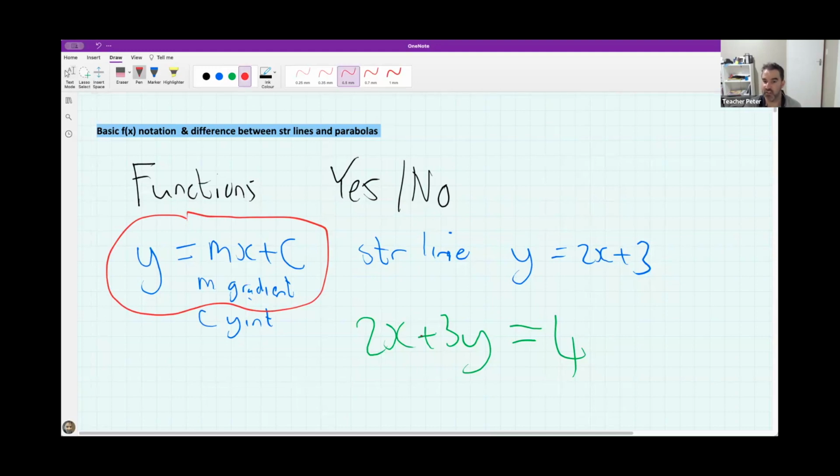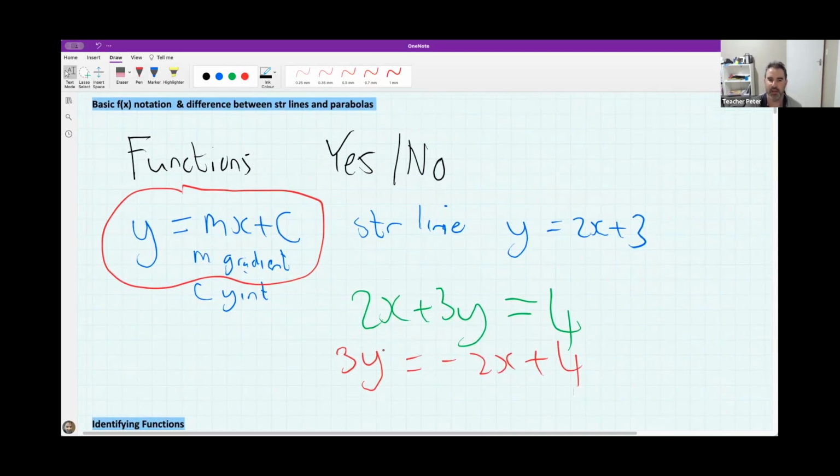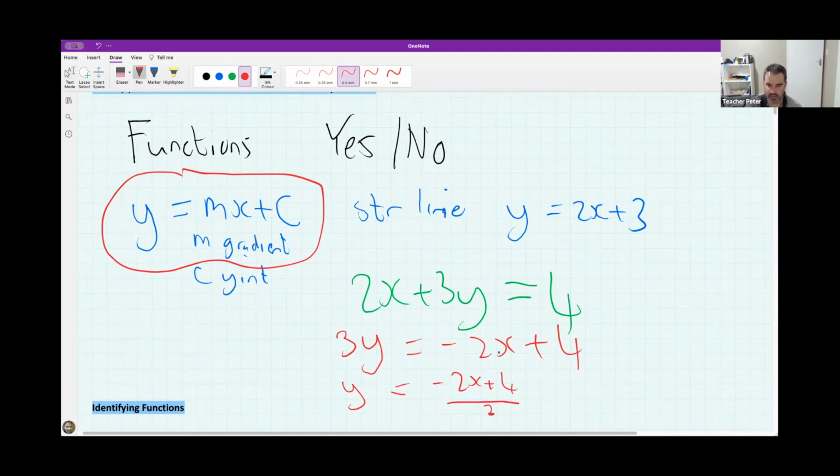Okay, Sange has said it's not in standard form, and you're absolutely correct, Sange. I can rewrite this in standard form if I move the 2x to the other side. Still not in standard form yet, but then I divide both sides by 3, and this whole thing is over 3, and it's still not in standard form yet. But if I do this, that's standard form. And so this is in fact a straight line, but the gradient is minus 2/3, and the y-intercept is 4/3.